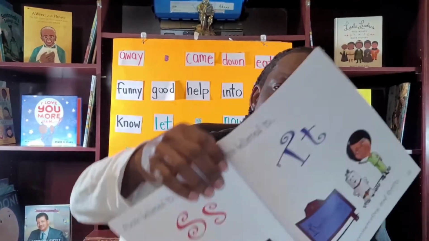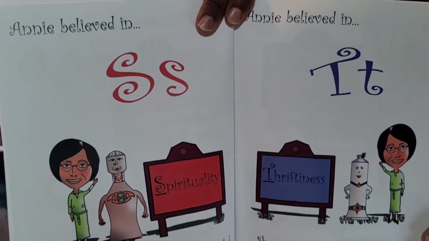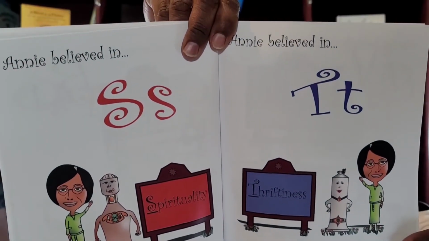Annie believed in spirituality. Her beliefs were spiritually grounded. Annie believed in thriftiness. She was conservative and thrifty. Annie believed in uplifting. She uplifted people and communities. Annie believed in value. She had values and morals.